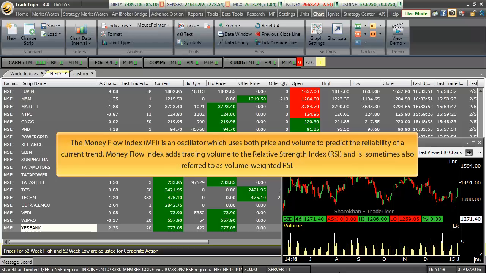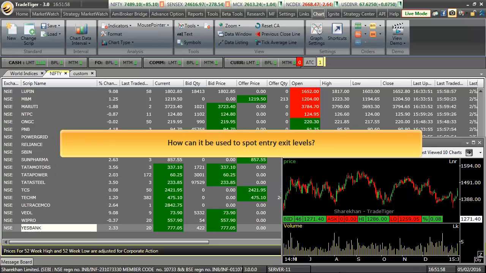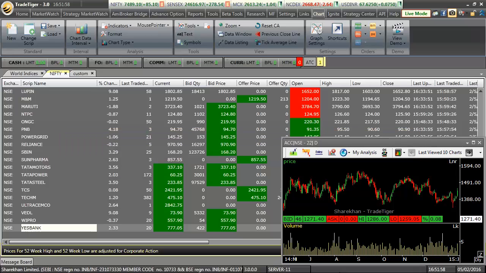Money Flow Index is an oscillator which uses both price and volume to predict the reliability of a current trend. Money Flow Index adds trading volume to the Relative Strength Index and is sometimes also referred to as volume weighted RSI. So how can we use Money Flow Index to spot entry exit levels?